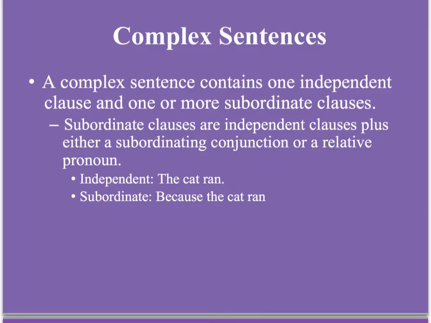Alright, our third structure is the complex sentence. A complex sentence contains one independent clause and one or more subordinate clauses. Subordinate clauses are independent clauses plus either a subordinating conjunction or a relative pronoun. When you add in that subordinating conjunction or relative pronoun, the sentence no longer makes sense on its own. That's why it's called subordinate or sometimes called dependent, because it depends on another clause to make sense.